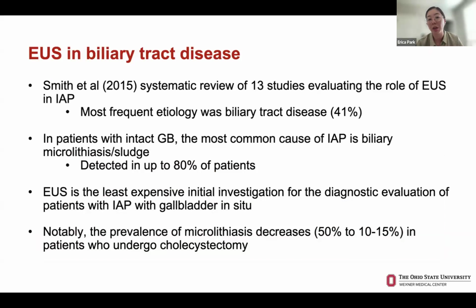Additionally, in a systematic review of 13 studies evaluating the role of EUS in IAP, the most frequent etiology in that systematic review was, in fact, biliary tract disease at around 41% of cases. In particular, in patients who have an intact gallbladder, the most common cause of IAP can be biliary microlithiasis or sludge, which can be detected in up to 80% of patients.